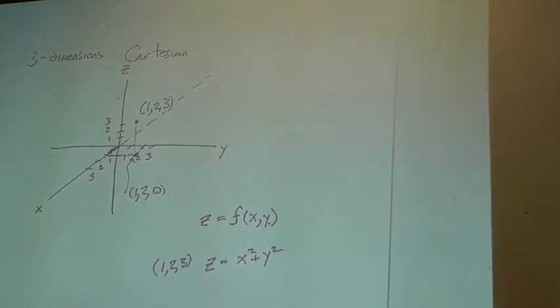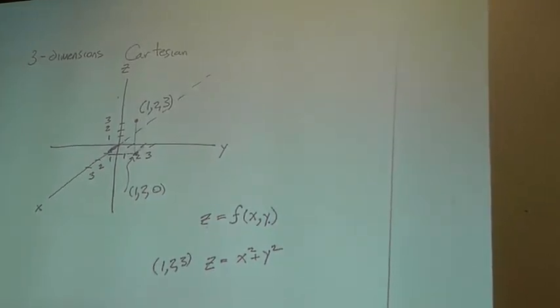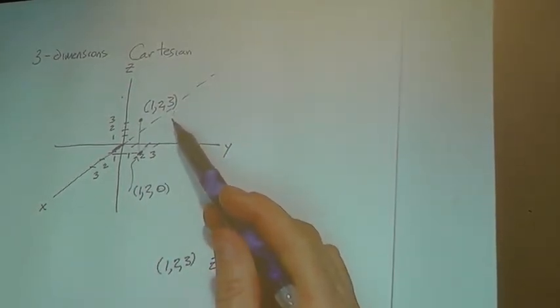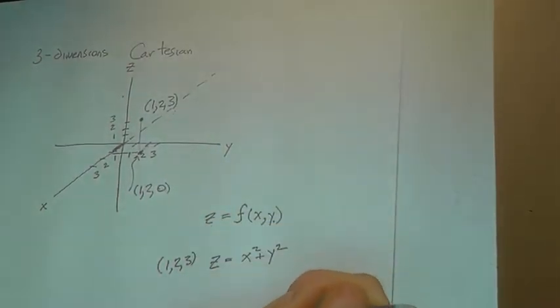And then I would pull it up 3 units, and this would be the point 1, 2, 3. Okay. There will be other ways of looking at these points. We'll have 2 other systems, but not till we get to the integration.